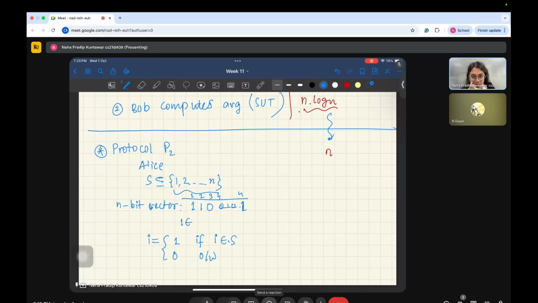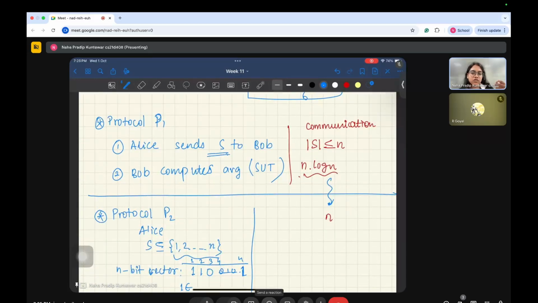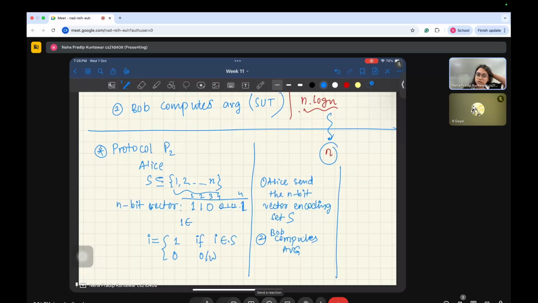Now, instead of sending the entire set S, what Alice does is she sends a shorter, compressed version of S, which still communicates the entire information. So here, Alice sends the n bit vector encoding set S, and then Bob computes the average, and therefore the number of bits that we ended up sending is just n.